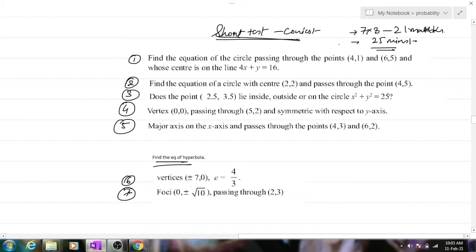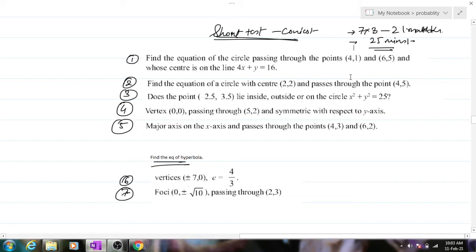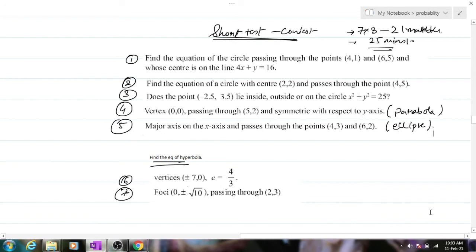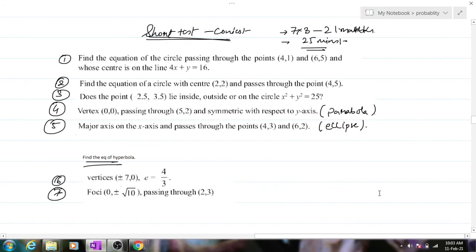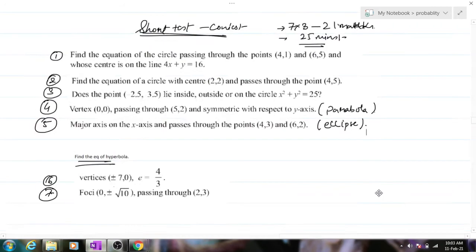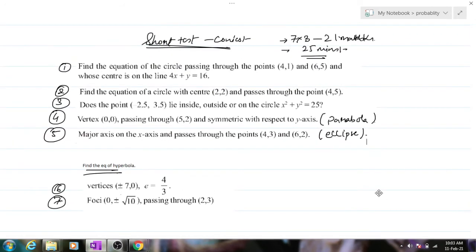Clear everyone? If anybody has questions regarding any of these questions, first go through all the questions and let me know. Question number 4 is for parabola. Question number 2 is parabola. Question number 5 is for ellipse, and this is for your hyperbola. Are all of the questions clear to you? Kindly start off with the test, keeping in mind the time limit. I'll pause the video for you to start off with the test.